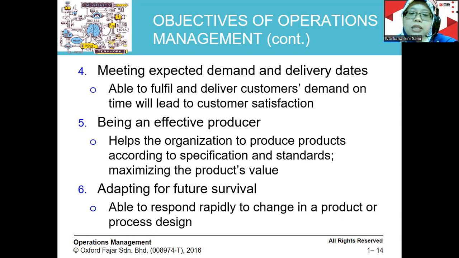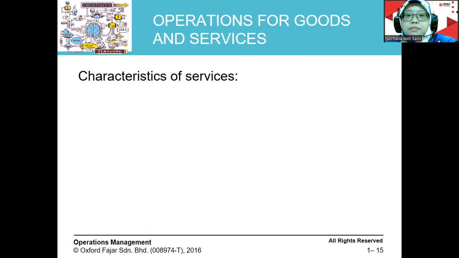The last one is adapting for future survival. This means being able to respond rapidly to change in the product or process design. If we have a very new technology, make sure we follow that new technology. We cannot use the previous technology because it becomes obsolete. If you want your business to still exist and still be on the right track, you need to adapt to any changes.